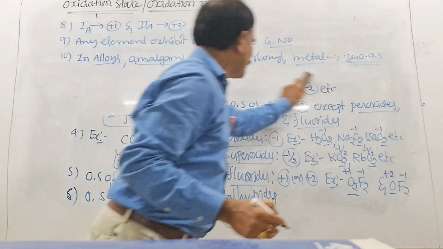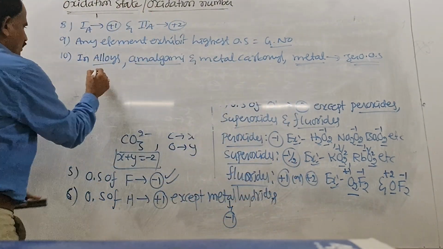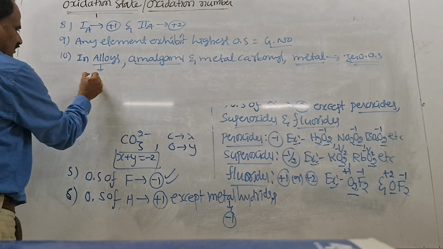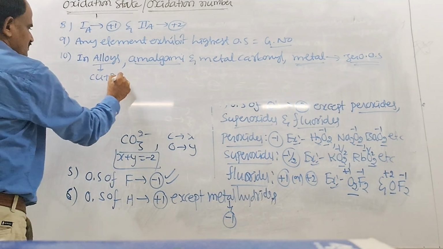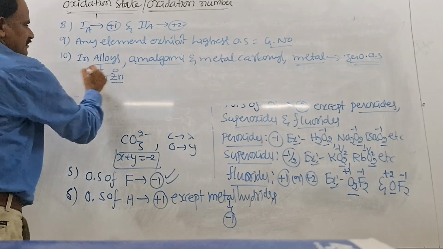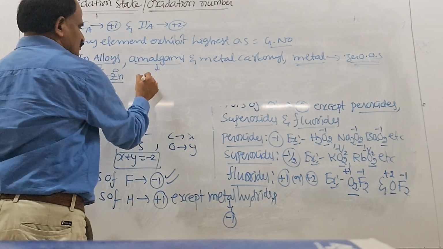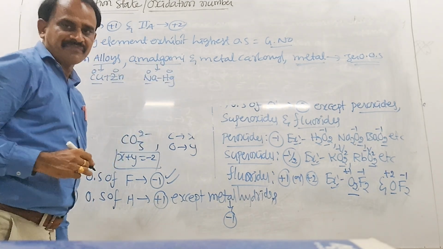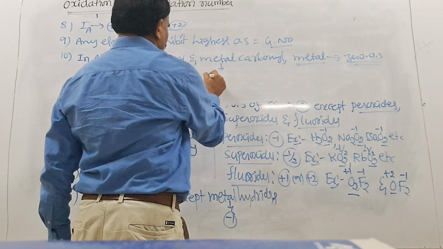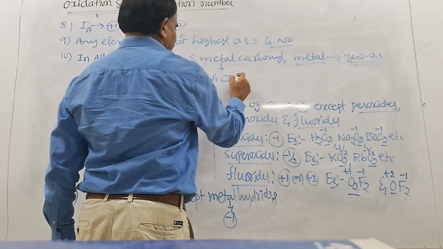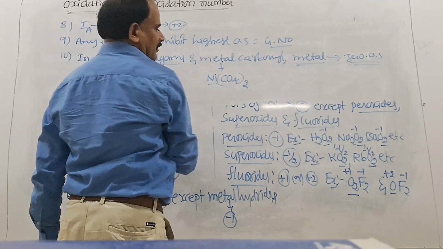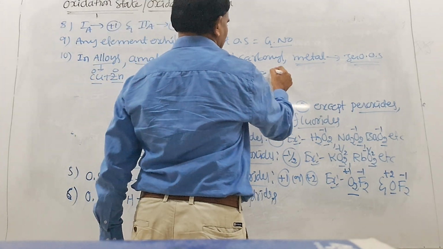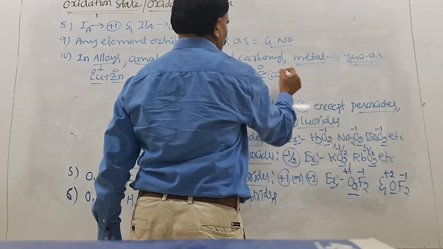For example, if you want some examples of these compounds: alloys, taking an example, brass. Copper plus zinc is nothing but brass, so both copper and zinc equal 0. Amalgam, taking an example, sodium amalgam, NaHg: both metals exhibit 0 oxidation number. Similarly, for metal carbonyls, nickel tetracarbonyl, the metal oxidation number is 0. Similarly, iron pentacarbonyl, the oxidation number of iron here is 0.